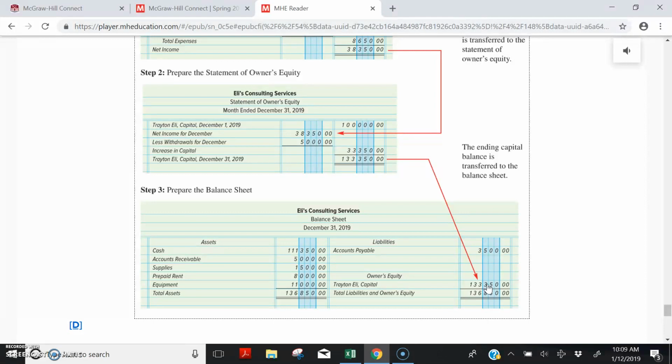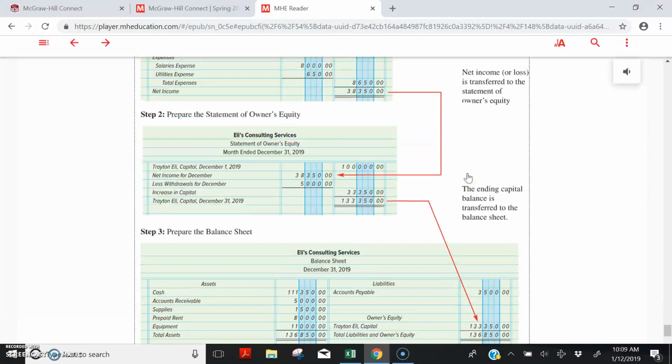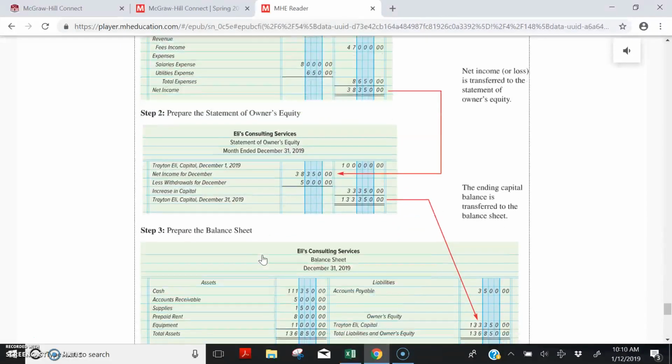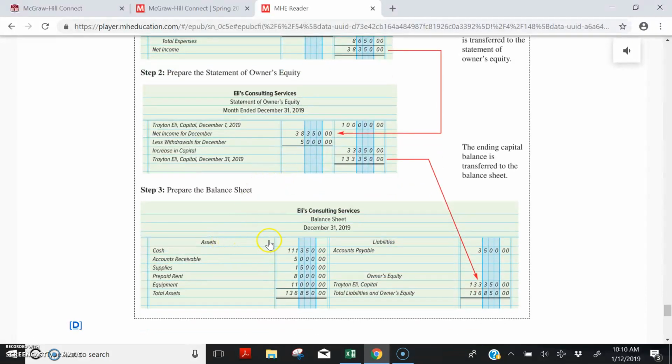Please also notice the dates shown on these financial statements. Both the income statement and the statement of owner's equity are prepared to show information for a period of time. However, the balance sheet simply shows the ending balance in the assets, liabilities, and capital account at the end of the accounting period, so the date on the balance sheet is not for a period of time, but the end of the accounting period date.